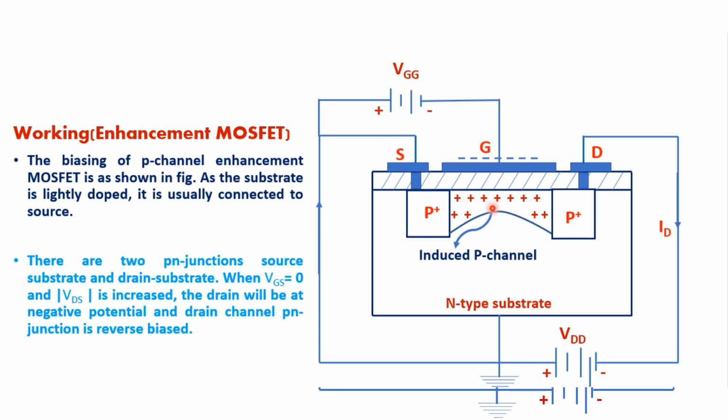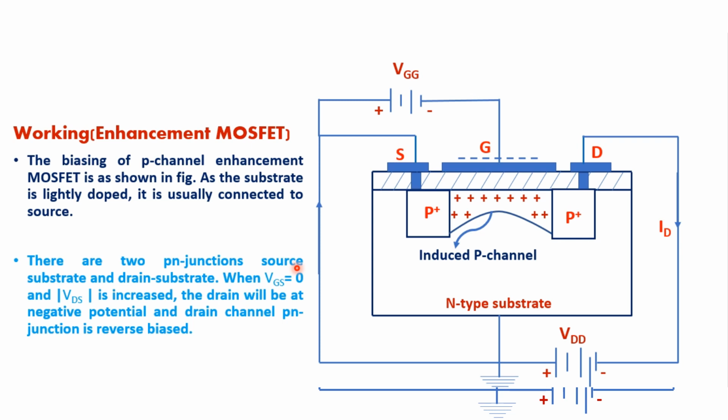So this is the circuit diagram of the P-channel enhancement MOSFET. The substrate is generally kept grounded. So here, as far as the working of the enhancement MOSFET is concerned, we need to consider three conditions.